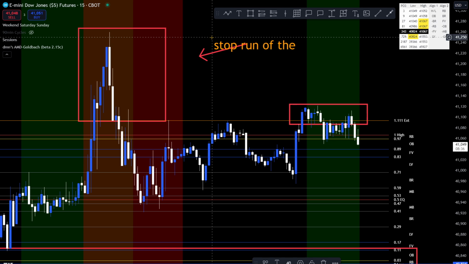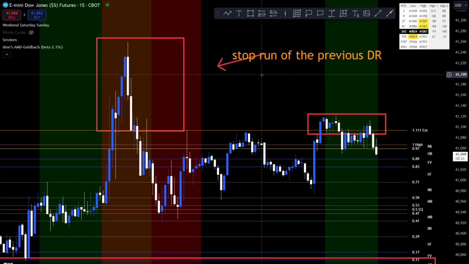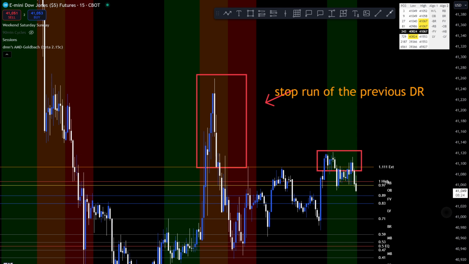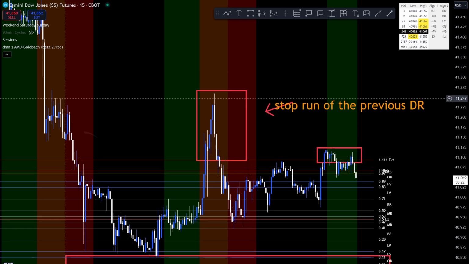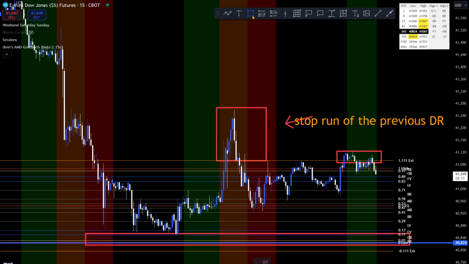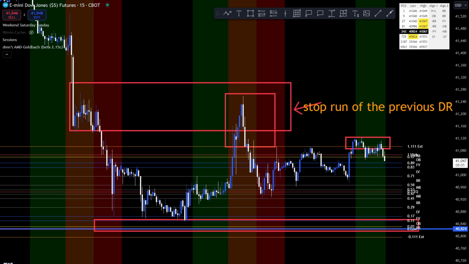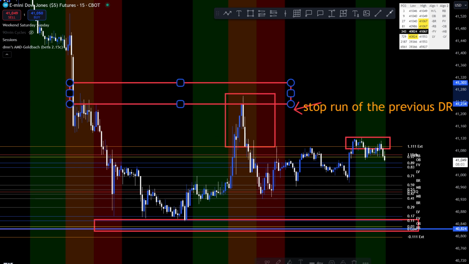Stop run of the previous dealing range. I'll just say DR, right? When I say stop run, that means the taking of liquidity somewhere. And so it doesn't have to be all of these highs in here, and we jump into this imbalance, okay? Similar to NQ, very similar structure to NQ, right? Stop run, we run into this imbalance here, and that's why I always lock my boxes because I move them.